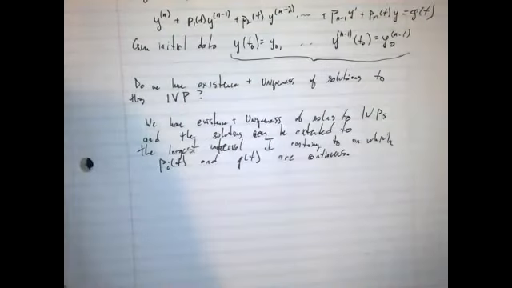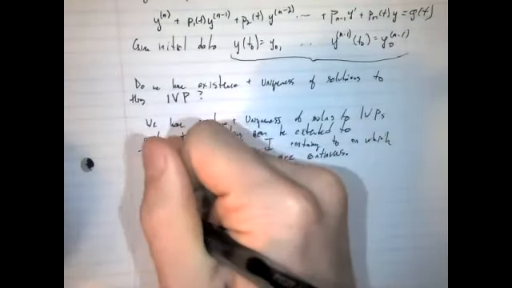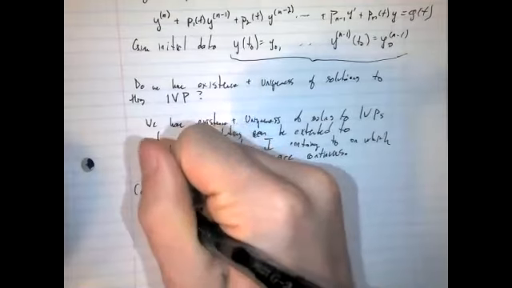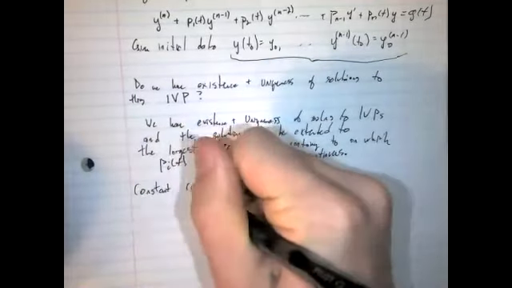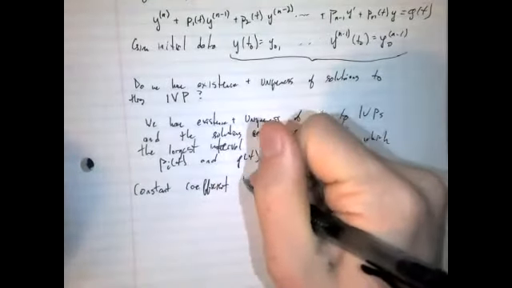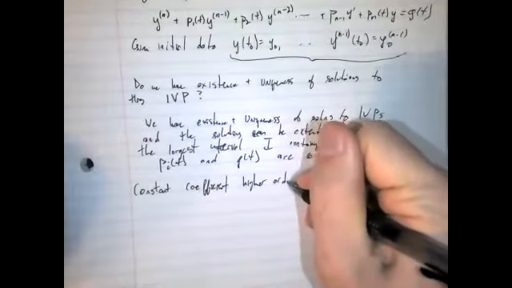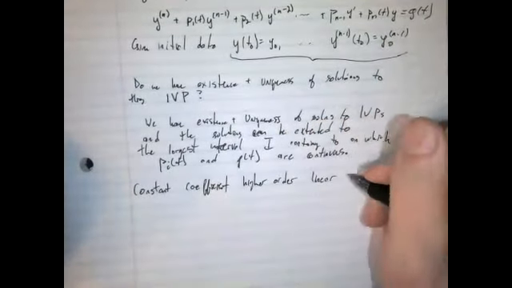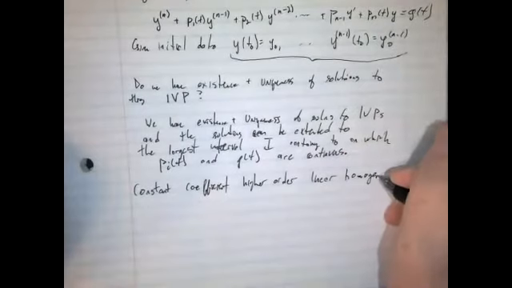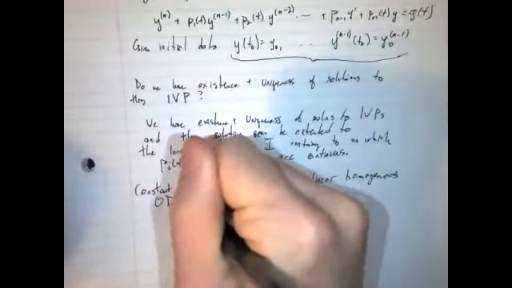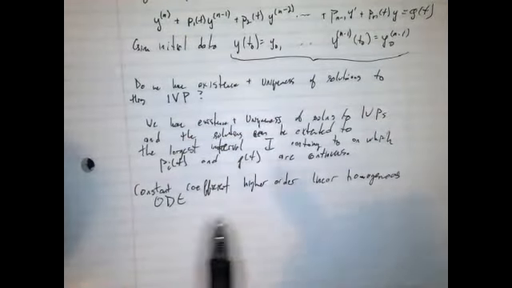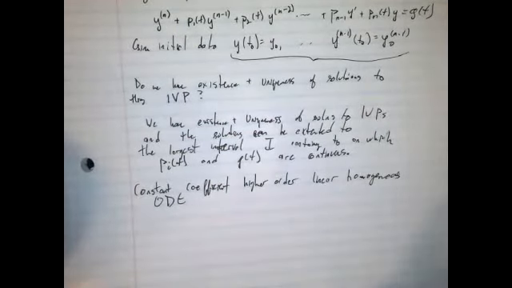And so this is more or less what we discussed in the first section. We discussed existence and uniqueness, and then we talked about constant coefficient higher order linear homogeneous ODEs, right? Just like in the order 2 case, the constant coefficient case is really the only case that we can deal with concretely.